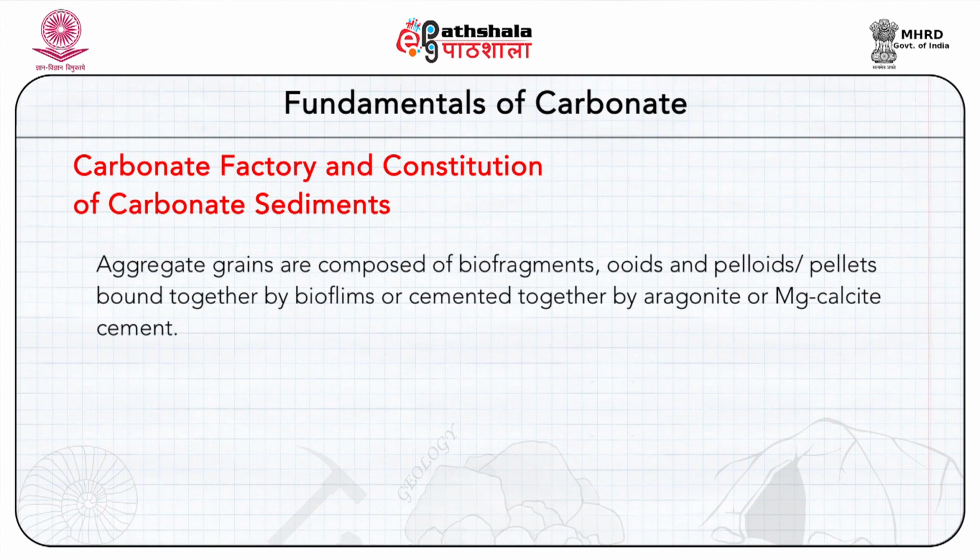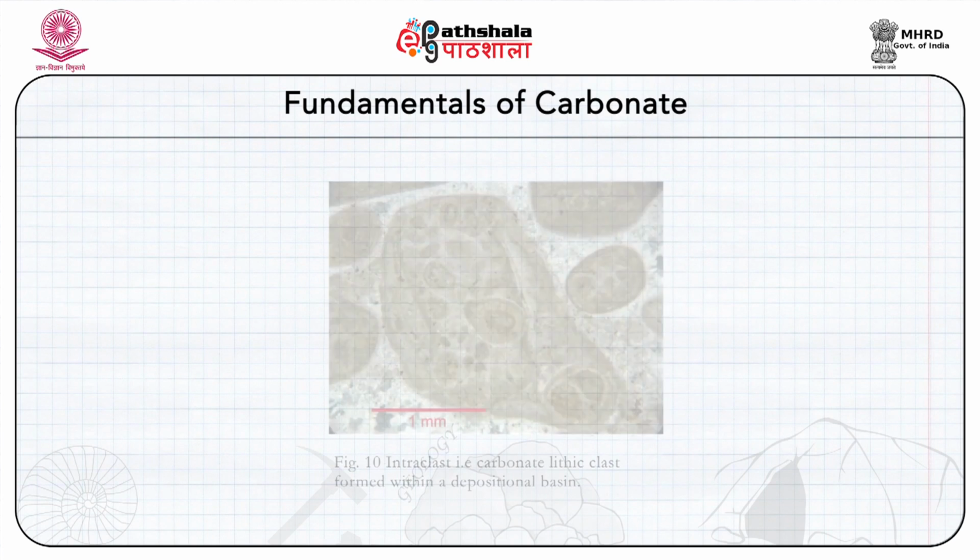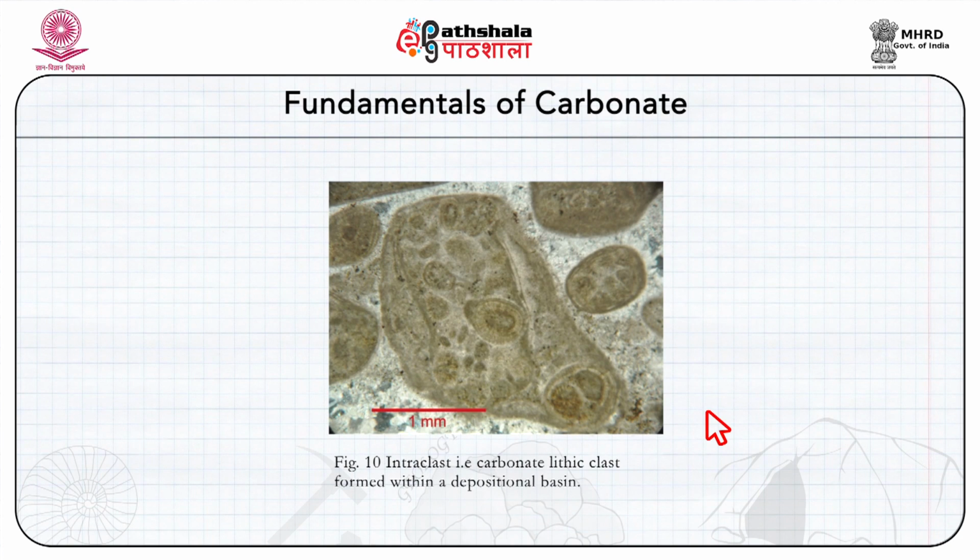Rip-up clasts are typically disc shaped with their length and width greater than thickness. Aggregate grains are composed of biofragments, ooids and peloids or pellets bound together by biofilms or cemented together by aragonite or Mg calcite cement. Now, this figure shows an intraclast, that is a carbonate lithic clast formed within a depositional basin.